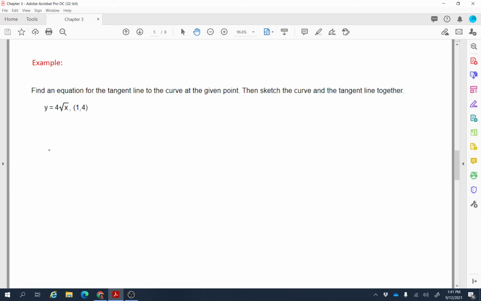So whenever we try to find out the tangent line, this is what we have to keep in mind. The equation of a line with slope m and passing through a point x1, y1 can be found by using this formula: y minus y1 equal m times x minus x1. m is the slope and then x1, y1 is one point on that line.